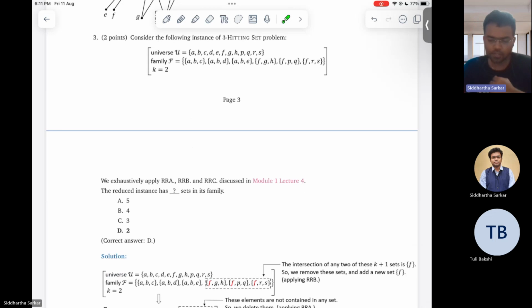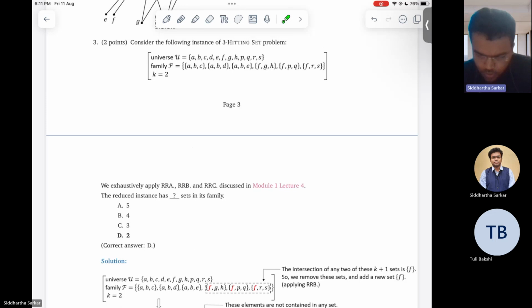This question we did not discuss during the first session because we did not go till lecture 4. So here the problem was the 3 hitting set problem. Since we have not discussed this before, let me define formally what the 3 hitting set problem is. Just give me a moment.